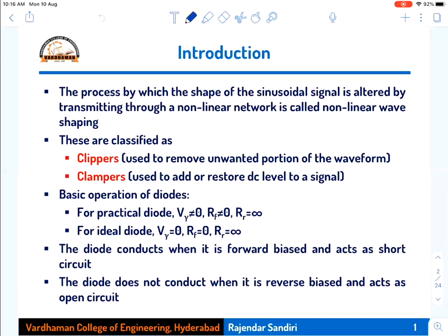In the reverse bias, whether it is an ideal diode or a practical diode, the reverse resistance is infinity and it is just an open circuit. But for forward biased condition, if the diode is ideal, then you have to short circuit. If the diode is practical, then you have to put a battery with 0.7 volts for silicon. Mostly, if nothing is given, by default you have to assume silicon and take it as 0.7 volts. So that is the basic introduction about nonlinear wave shaping circuits.